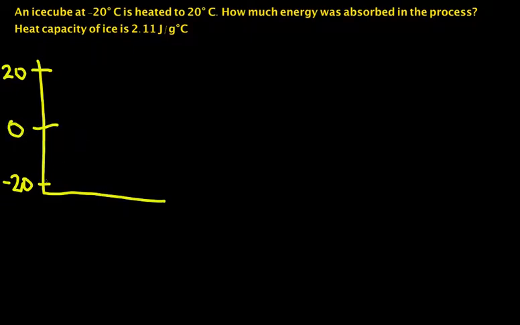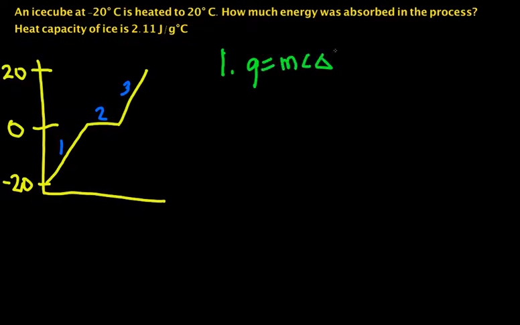So I go from -20 up to 0. It goes flat because I'm going through a phase change, and then I go up to 20 degrees. We've got 3 segments to figure out the energy for, so this will be segment 1, 2, and 3. Let's do segment 1 first. Segment 1 is an incline, so it's going to be Q equals MC delta T.